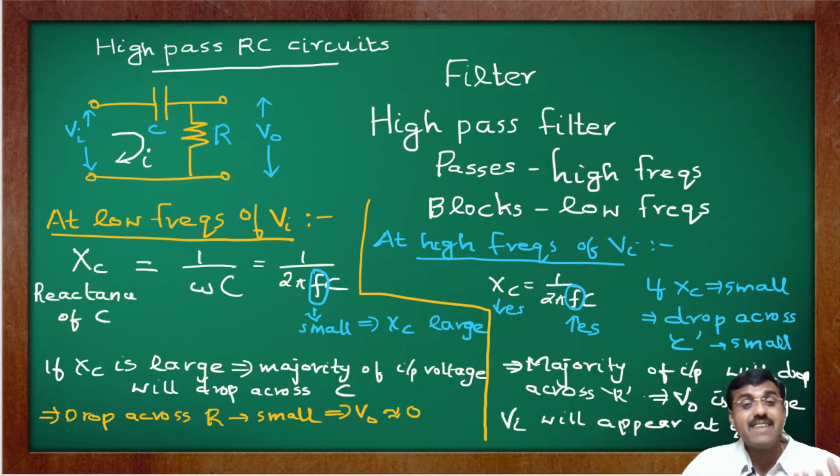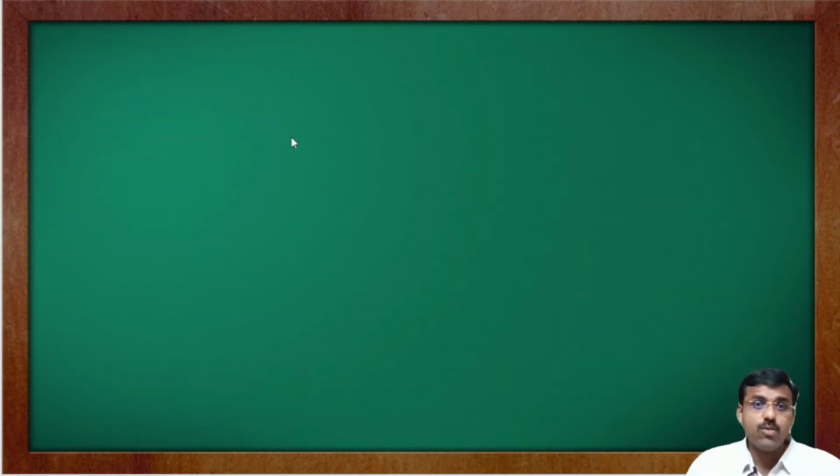Means what? It passes high frequency components. So a high pass RC circuit as shown in the figure passes high frequency components and attenuates low frequency components. Okay, so that's the conclusion.